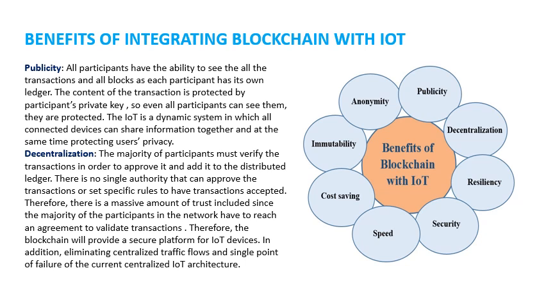Decentralization: I already told you the usefulness of decentralization, like removing the single point of failure of current centralized IoT architecture. Transactions must be verified in order to be approved and added to the distributed ledger. This decentralization is very useful compared with IoT alone.